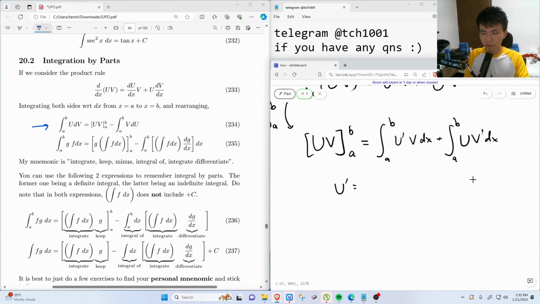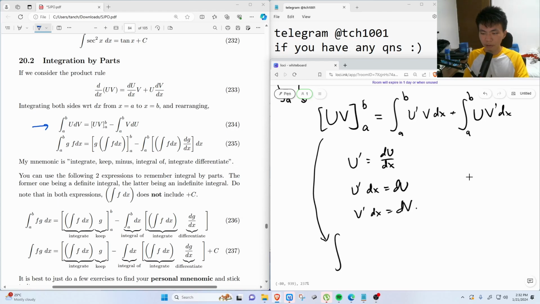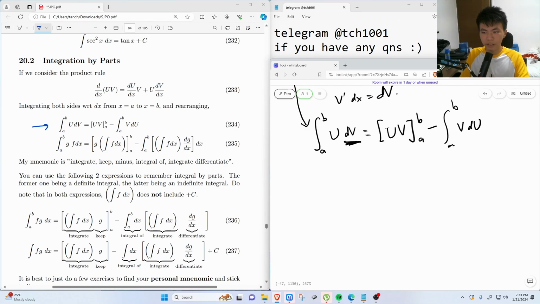Knowing that u prime equals du over dx, we can write u prime dx as du, and likewise we can write v prime dx as dv. Rearranging this expression gives us the integral of u dv equals u v evaluated at the endpoints minus the integral from a to b of v du. Now, if you don't like this dv over here, you can think of it as a function f dx.